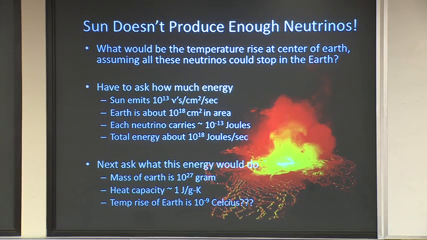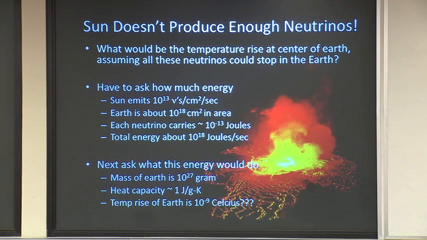The mass of the Earth, to good approximation, is about 10 to the 27 grams. So you take 10 to the 18 joules per second, for a 1 second burst, and dump it into 10 to the 27 grams, and the temperature rise of the Earth would be a massive 10 to the minus 9, or 1/1 billionth of a degree Celsius. So there's two problems with the movie, only two.